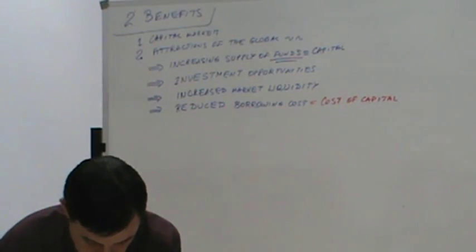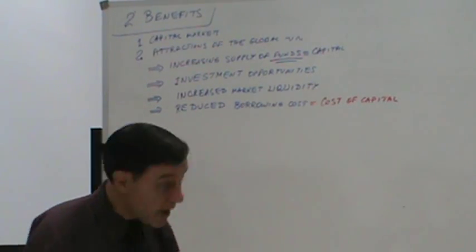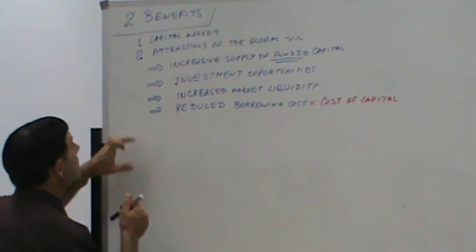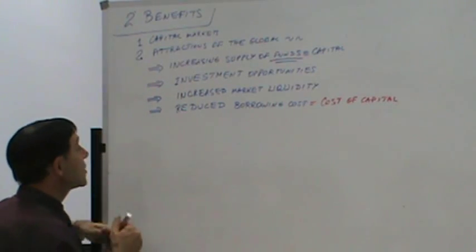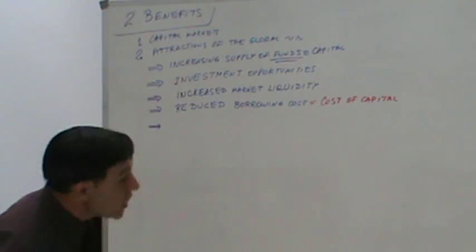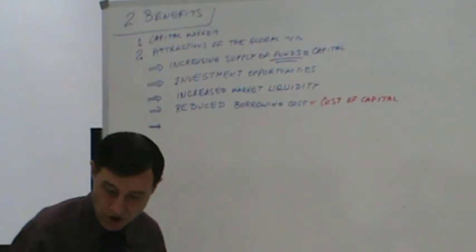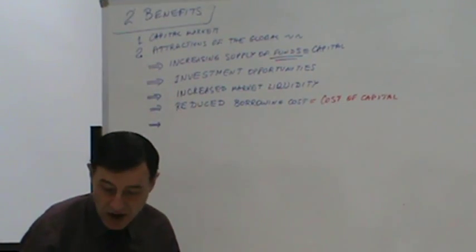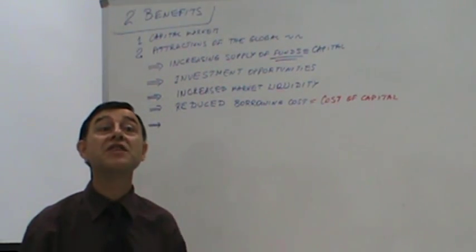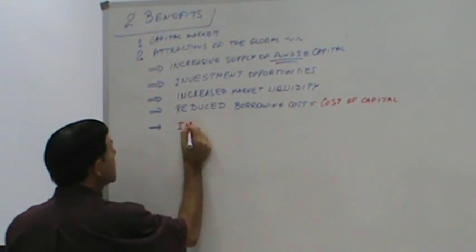Let's see. Lower cost of capital. Okay. For investors, so these were mostly for borrowers. Here, investment opportunities are for investors. Now, let's get a little more about investors. Let's write it in red. It's not in the book. It's interesting, they don't have the term. I mean, they explain in a whole paragraph how investors diversify their portfolios internationally or globally. We call this international diversification.